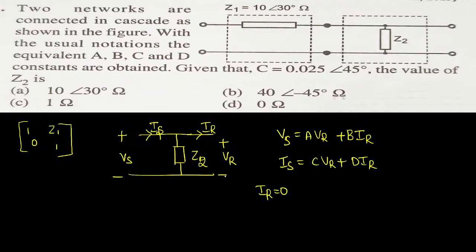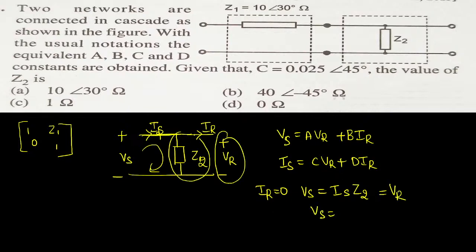So the receiving end will be open circuited. Once the receiving end is open circuit, let us apply KVL. The sending end voltage VS equals IS into Z2. If there is no impedance drop here, I can simply say VS equals IS into Z2, which is equal to VR, the voltage we are measuring across these two points. When VS and VR become equal, from this we can say once again that the value of A becomes 1.